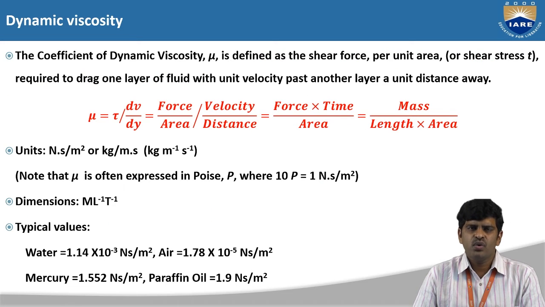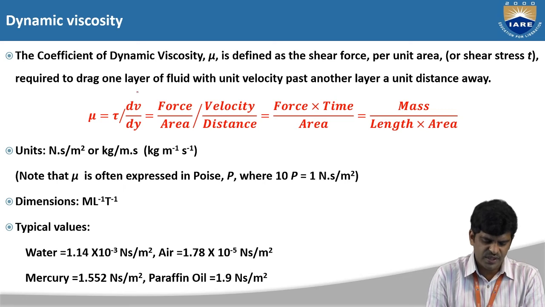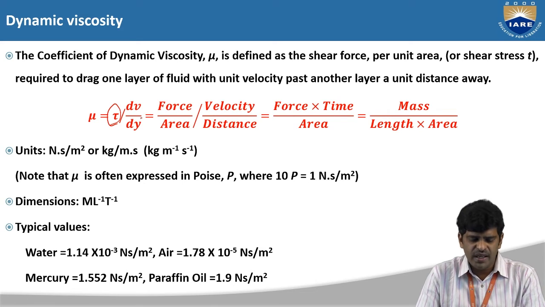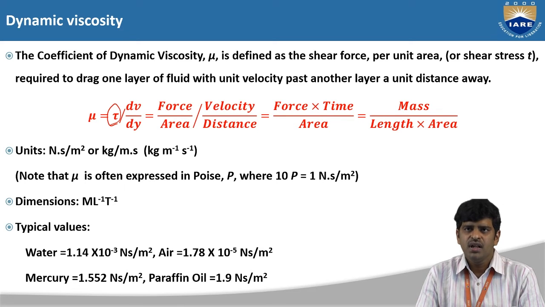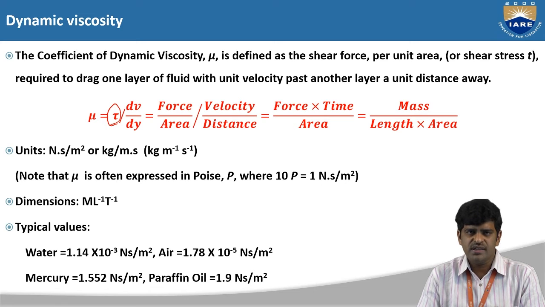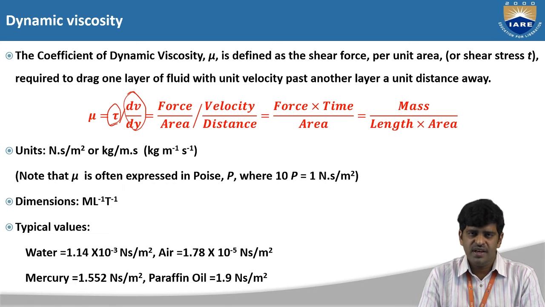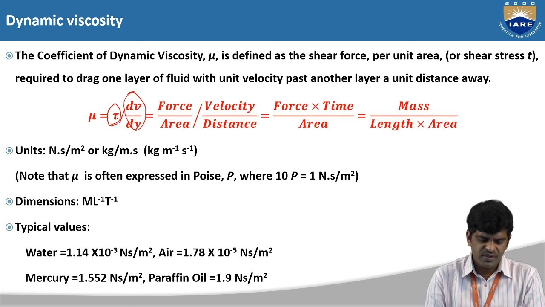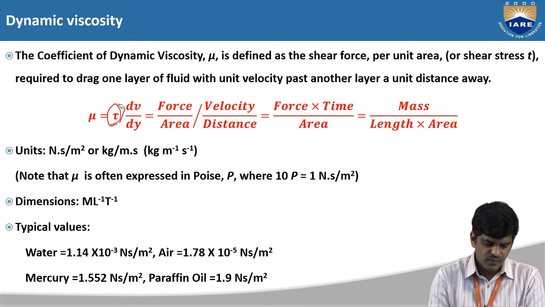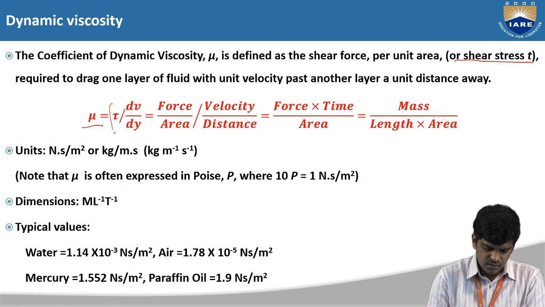If we look at the dynamic viscosity, it is defined as the shear force, or simply the shear stress, which we denote by tau in the formula, that is required to drag one layer of a fluid with unit velocity past another layer of fluid at unit distance. That is dV by dy, the rate of change of velocity with respect to distance. So the dynamic viscosity in mathematical expression is mu equal to tau over dV by dy, that is, the shear stress per the rate of change of velocity over the change of distance. That is called the coefficient of viscosity.